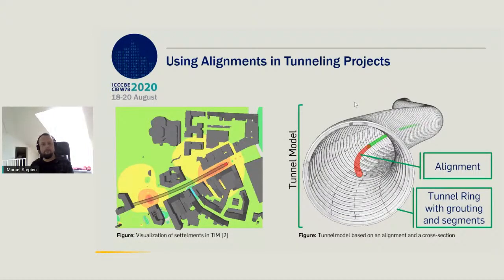Alignments can be used as positioning elements to generate models, such as visualized in the figure on the right, where we generated a tunnel model based on an alignment and a tunnel cross section. They can also be used as an orientation for visualization of the built tunnel and detected settlements.